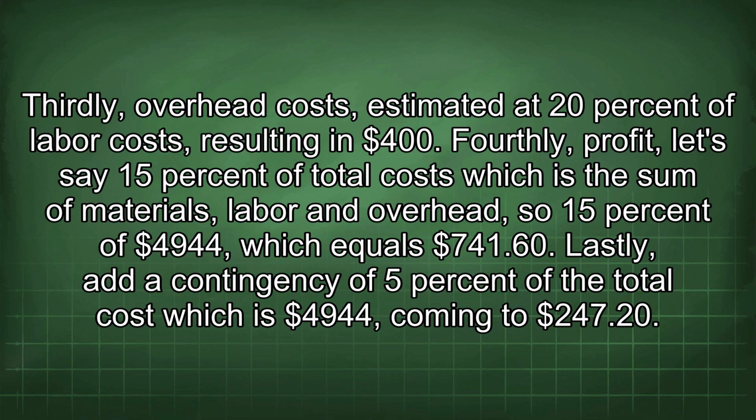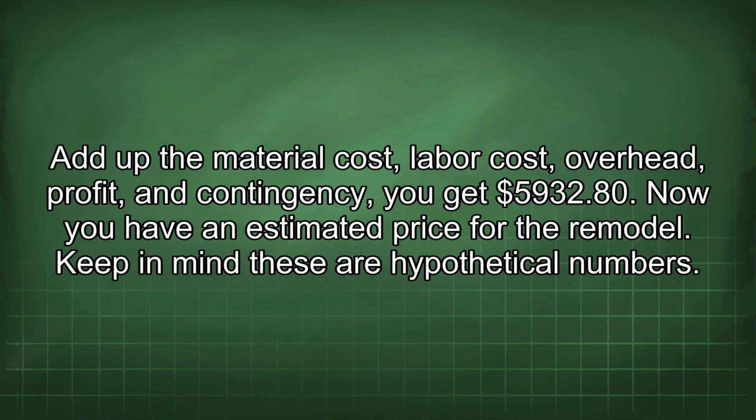Fourthly, profit, let's say 15% of total costs, which is the sum of materials, labor and overhead, so 15% of $4,944, which equals $741.60. Lastly, add a contingency of 5% of the total cost, which is $4,944, coming to $247.20. Add up the material cost, labor cost, overhead, profit, and contingency, you get $5,932.80. Now you have an estimated price for the remodel.